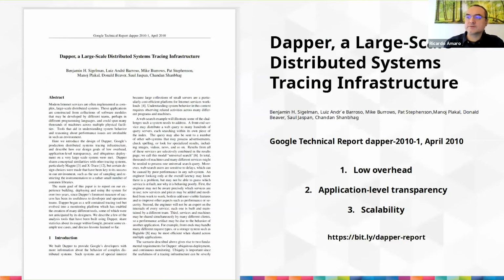Google Dapper, 2010, they have a design paper, which is the cornerstone of distributed tracing. This paper explains how Google developed a production-grade tracing tool with 3 key goals behind it. First, low overhead. Second, application-level transparency. Third, scalability, and I would say also the availability of trace data in a few minutes, really a few minutes after the request.